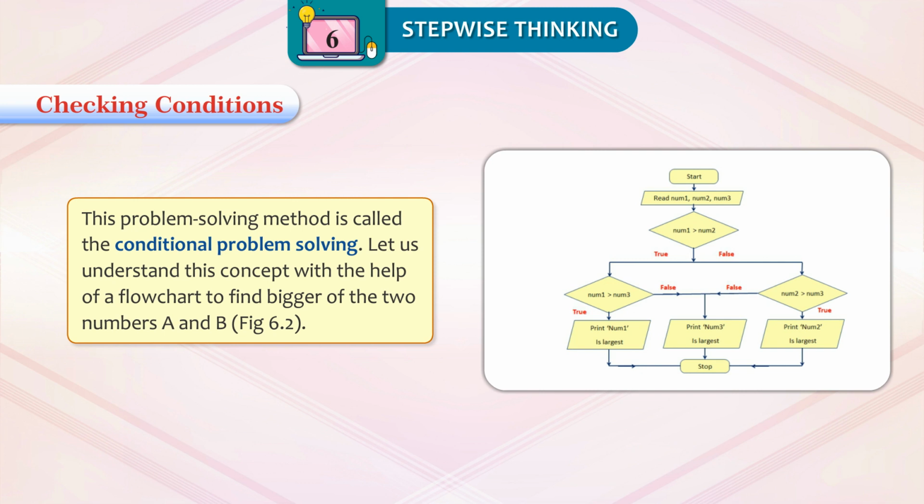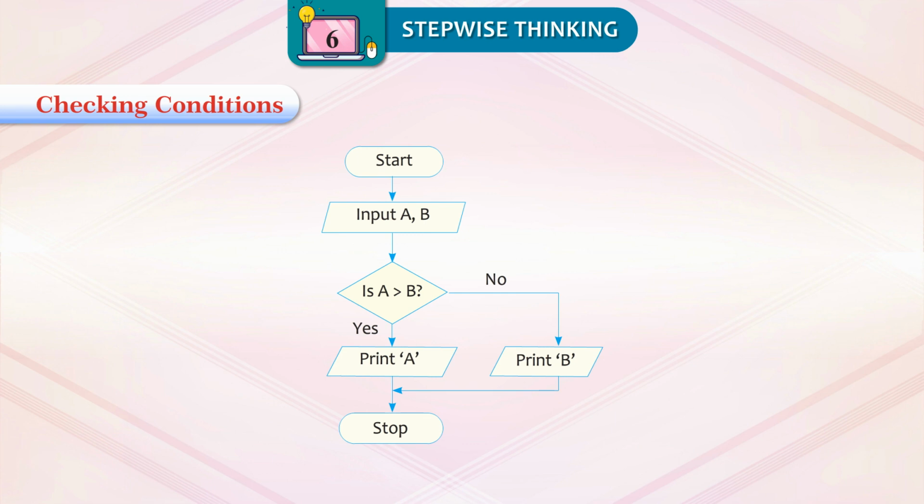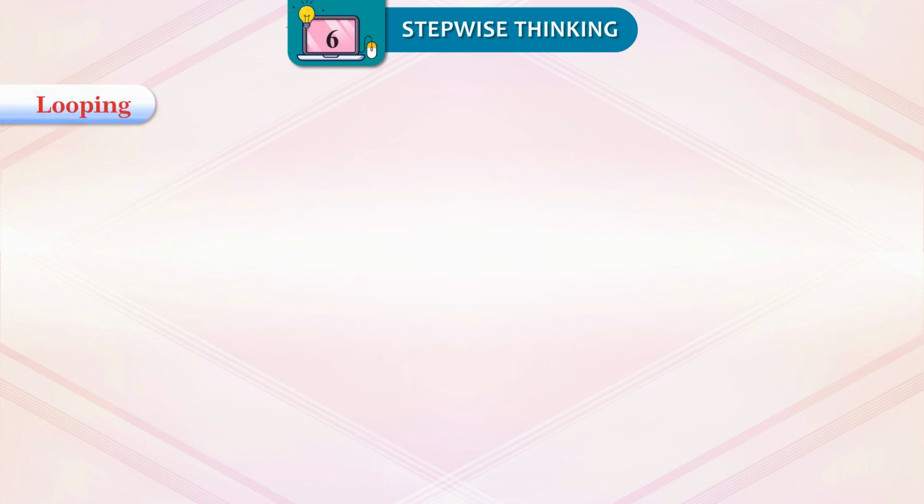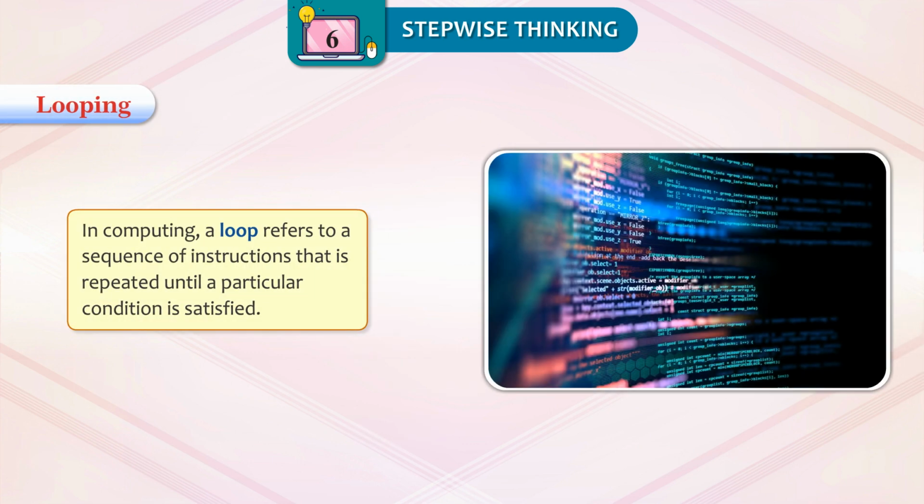Let us understand this concept with the help of a flowchart to find bigger of the two numbers a and b. Figure 6.2. Start. Input a, b. Is a greater than b? No. Print b. Yes. Print a. Stop. Looping. In computing, a loop refers to a sequence of instructions that is repeated until a particular condition is satisfied.